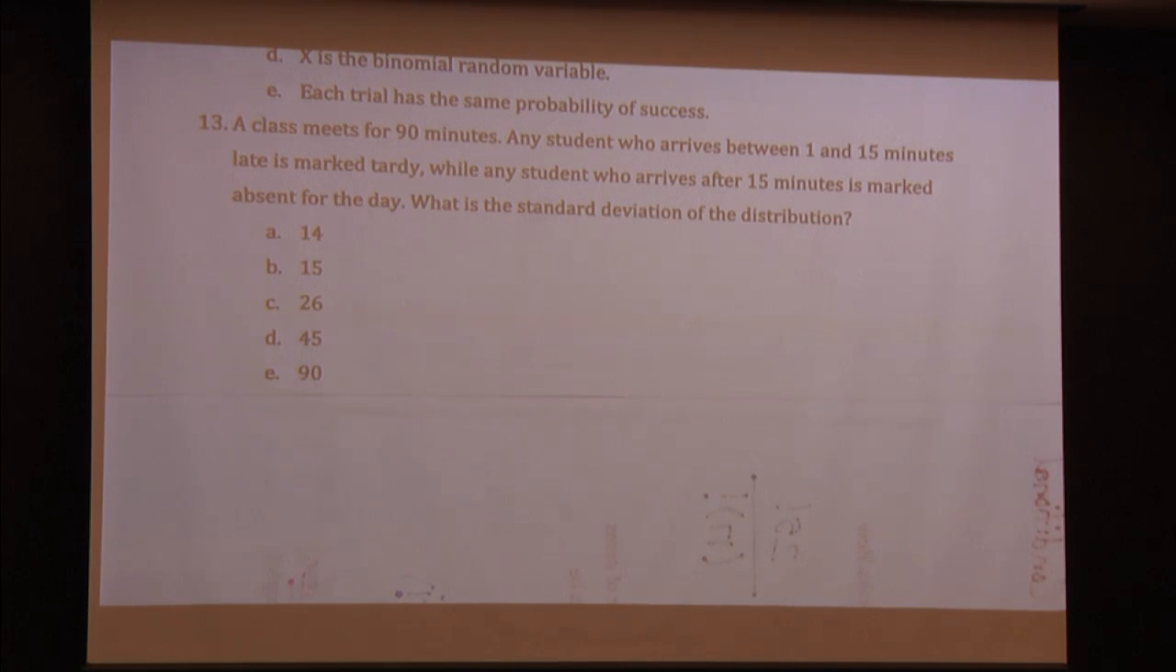So for this problem, we're looking at a class that meets for 90 minutes, and any student who arrives between 1 minute late and 15 minutes late is marked tardy. But any student who arrives after the 15-minute mark is marked absent. So first of all, before we get to the actual question, what kind of distribution are we talking about?